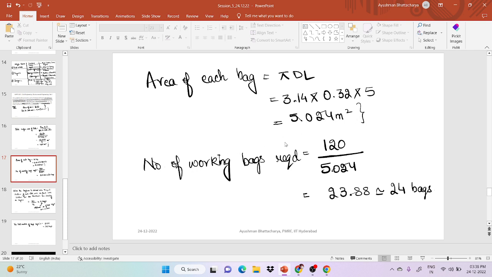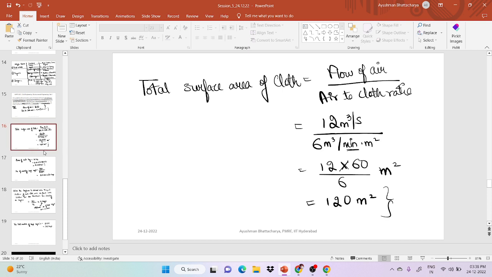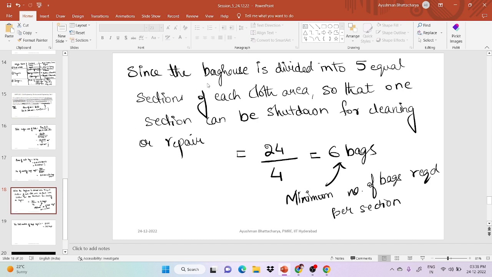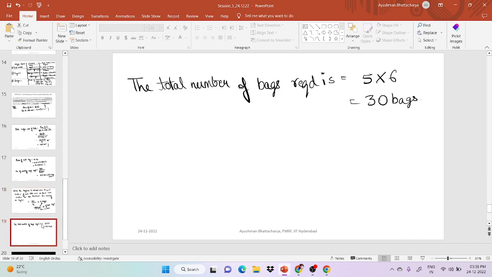So number of working bags required. So this is the total surface area of the cloth and area of each bag. So number of working bags required came out to be 24 bags. Since 24 bags came out, and the bag house was divided into 5 equal sections, and one section can be shut down for cleaning and repairing, so basically minimum number of bags in each section, how much will it be? 24 divided by 4, because one section will be kept for cleaning. So that's why we are telling minimum number of bags, that is 6 bags. So the total number of bags required is, we have 5 sections multiplied by 6, we get 30 bags.